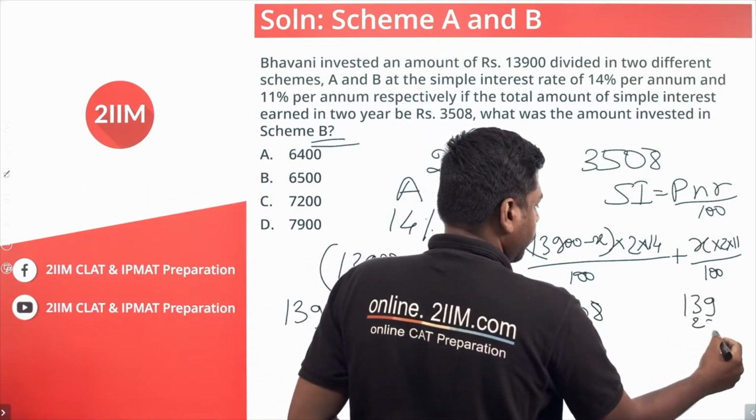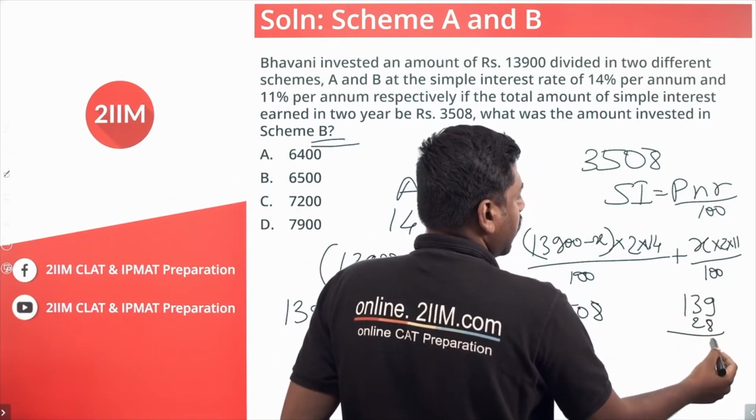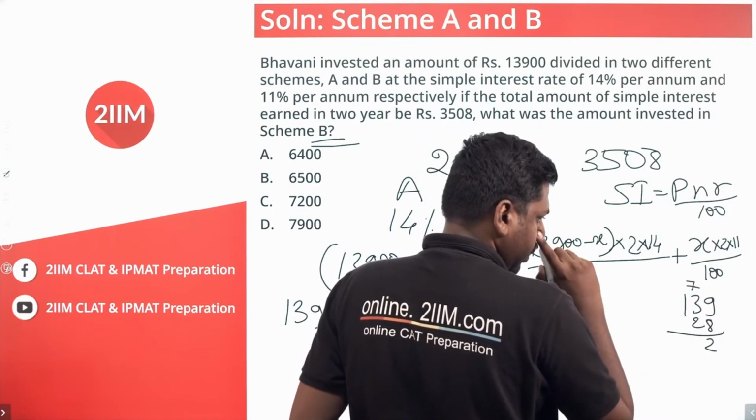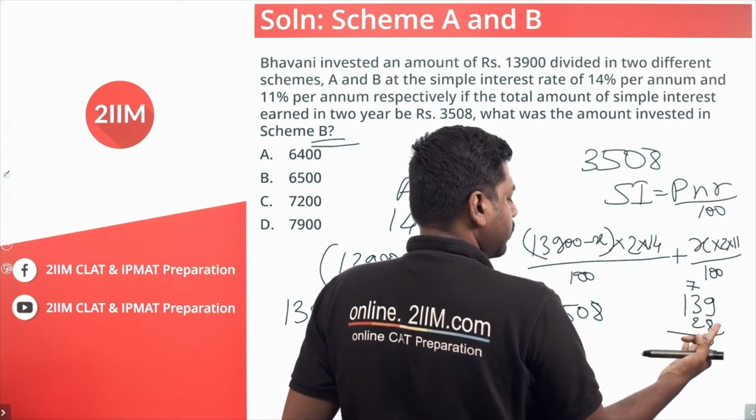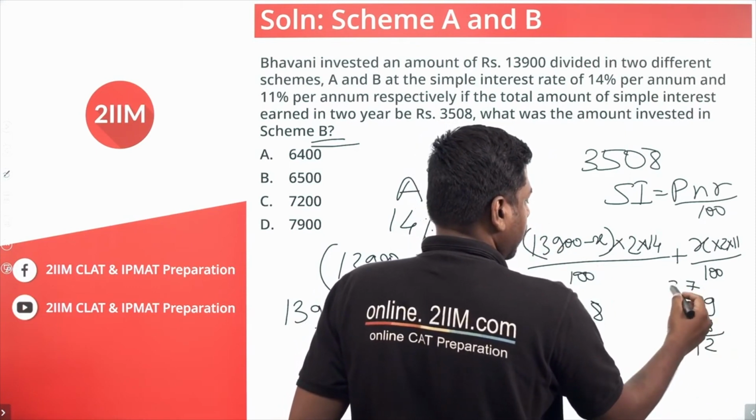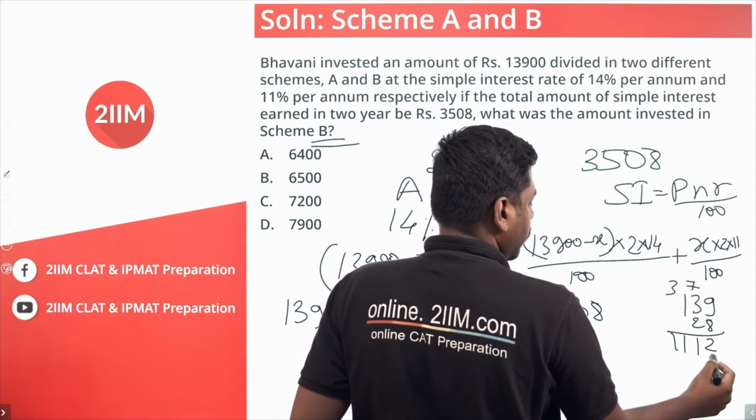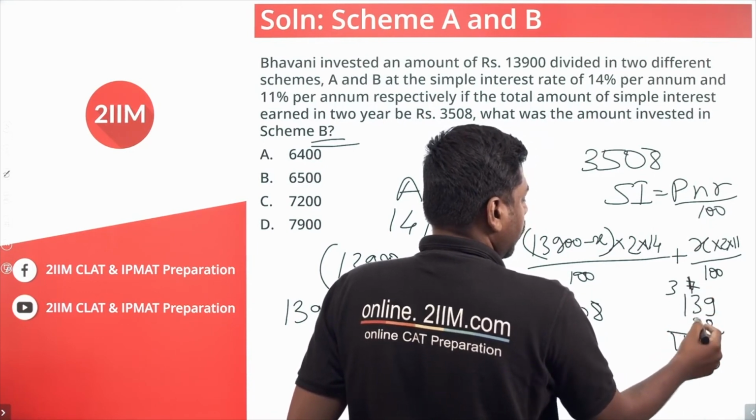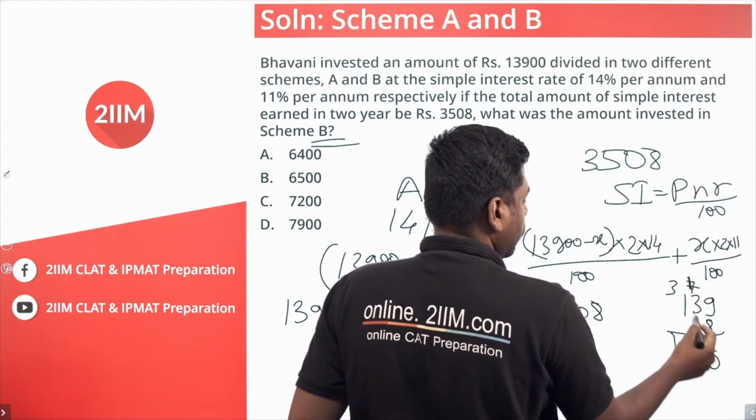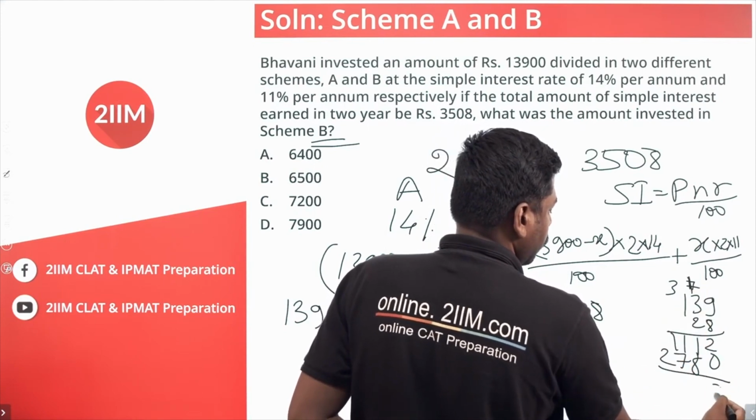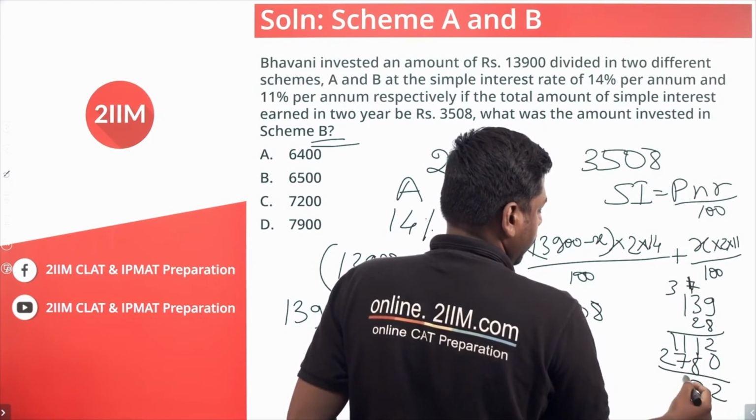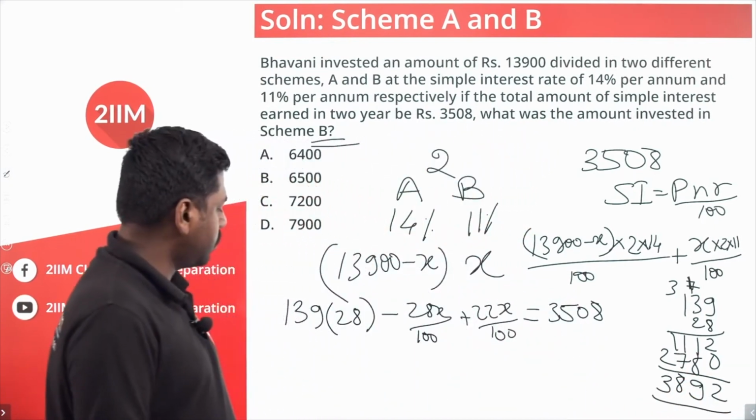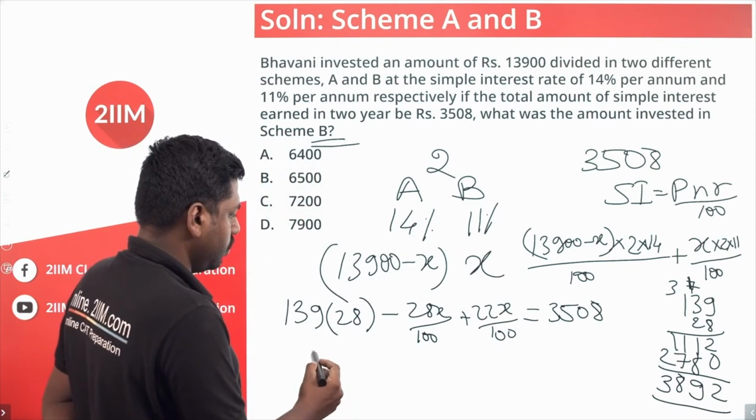39 into 28. 9 8s are 72. 3 8s are 24. 25, 26, 27, 30, 31. 8 1s are 8, 9, 10, 11. 1 1 1 2. And then there is 9, 18. 2 3s are 6, 7. 2 1s are 2. So 2, 9, 8, 3. 3892 is this number.